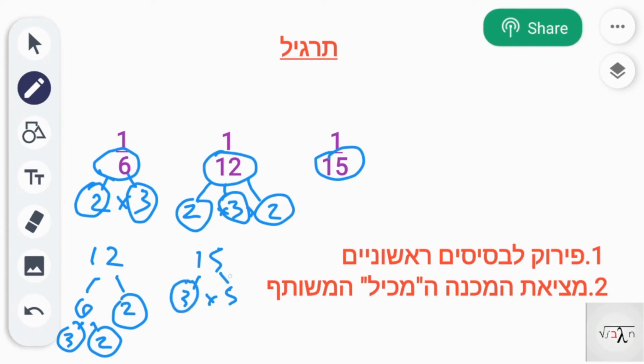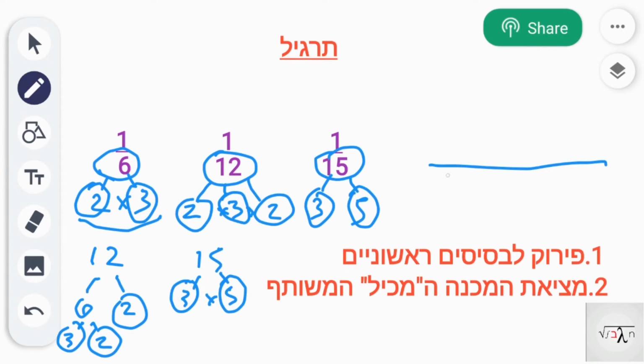3 is a prime number, so I'll circle it. But 5 is also a prime number. Therefore, the disassembly of 15 into prime bases is 3 times 5. Now, I have to find the common containing denominator. But look carefully, the numbers are different between the fractions. So what denominator will contain all the numbers?